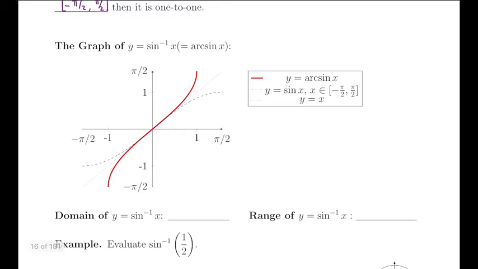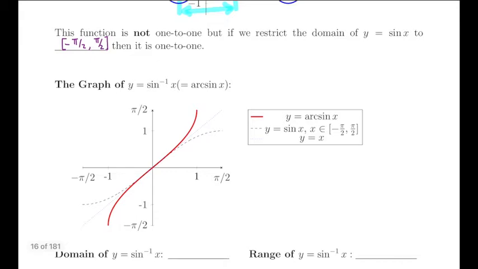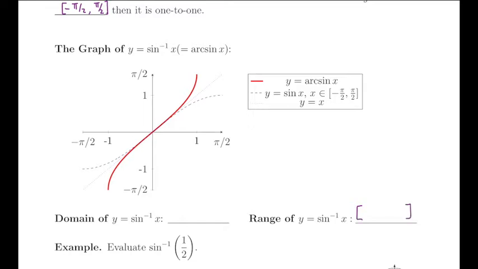So let's look at the domain and the range of this inverse function. Remember that when you're taking the inverse, the domain and the range flips around. So we know that the domain of our sine function was restricted to be from minus pi over 2 to pi over 2. So that is going to be the range of the inverse function. So the range is from minus pi over 2 to pi over 2. Again, square brackets because we're including those endpoints. And you can verify that that is the case by looking at the graph of sine inverse up here. The y value does go from minus pi over 2 to pi over 2.